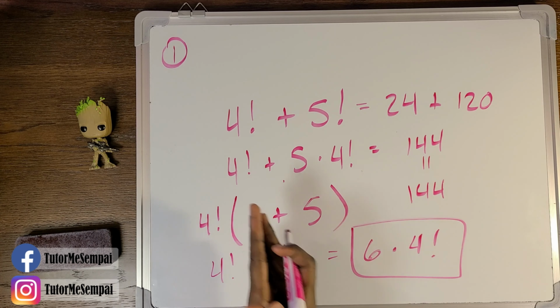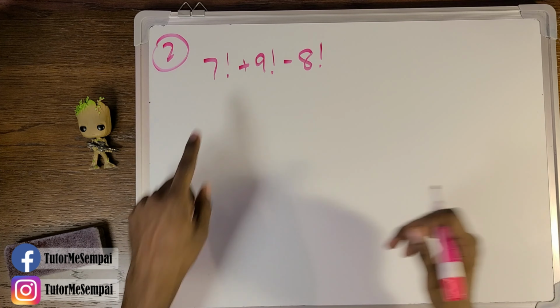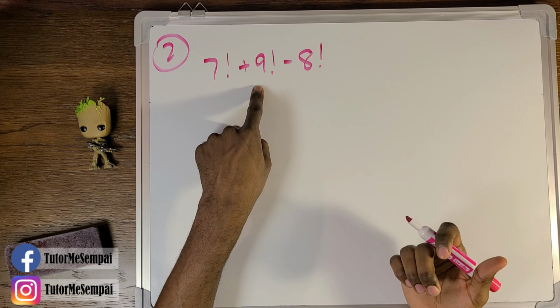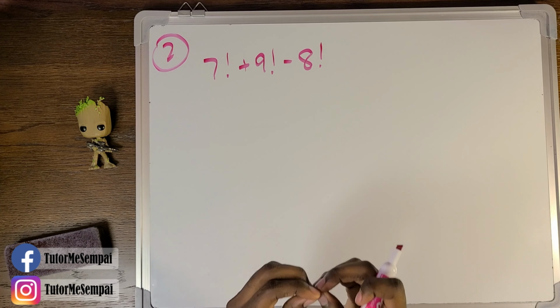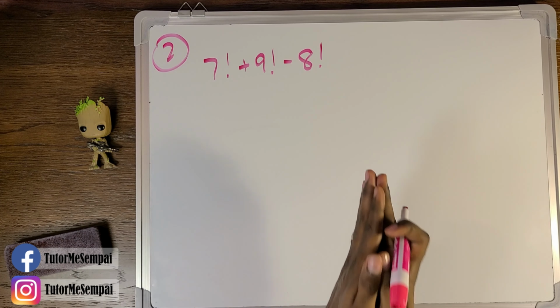So let's jump into our second example. In this example, we have 7 factorial plus 9 factorial minus 8 factorial, and we want to simplify this. Now, the goal for these examples is to first identify what is the smallest factorial.